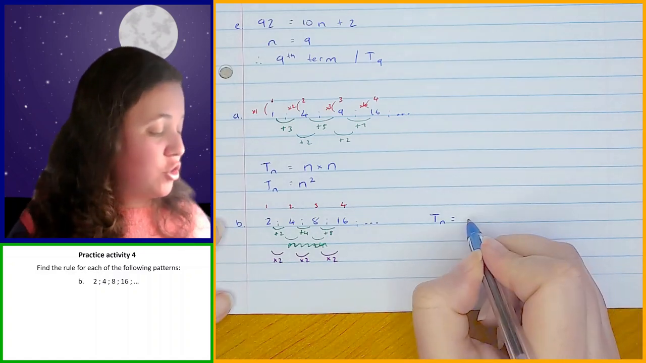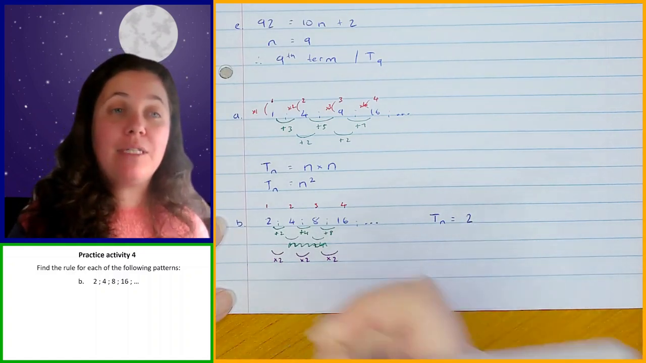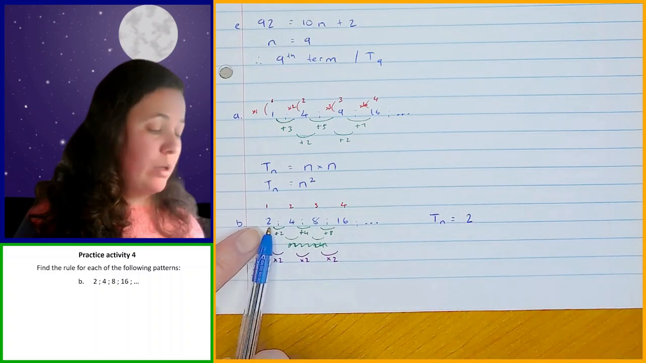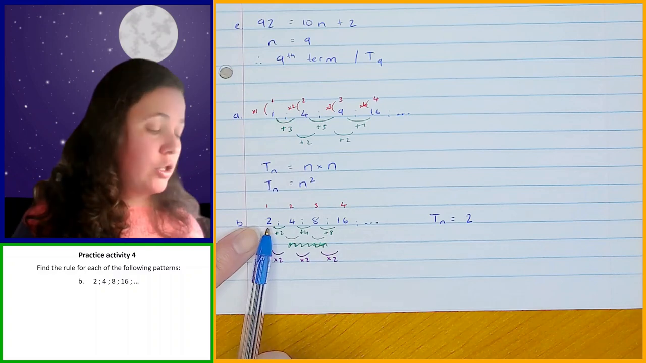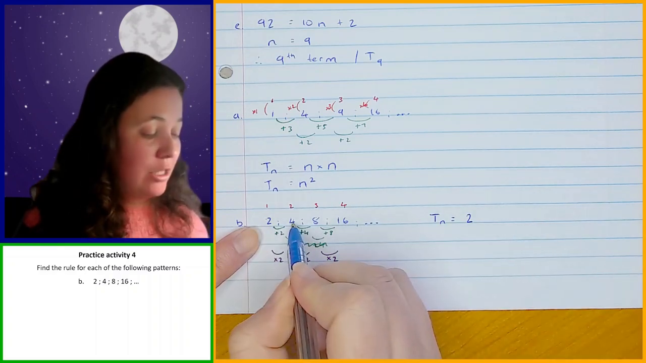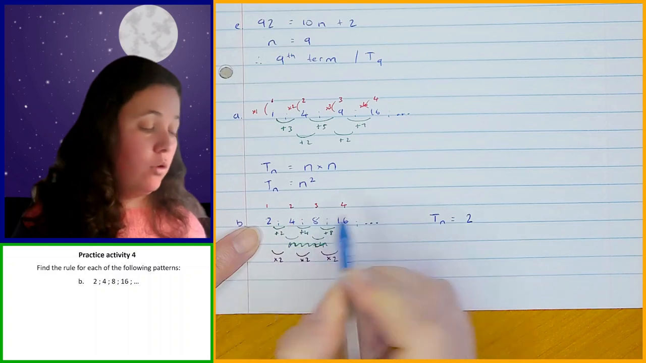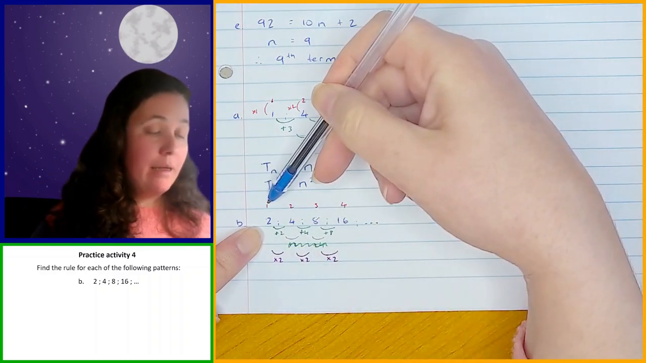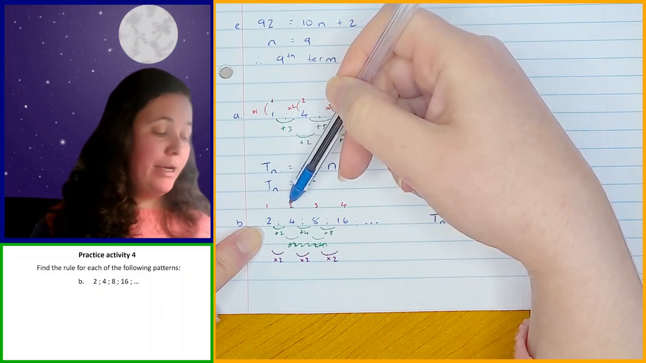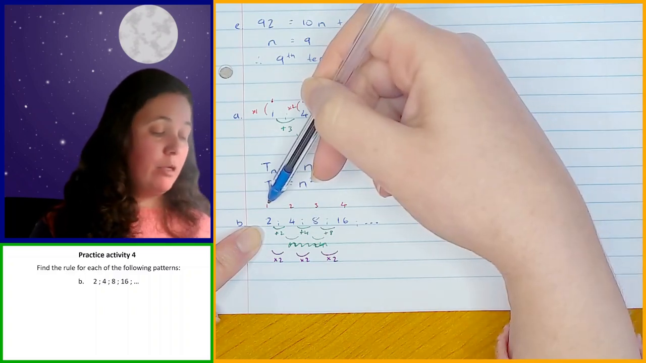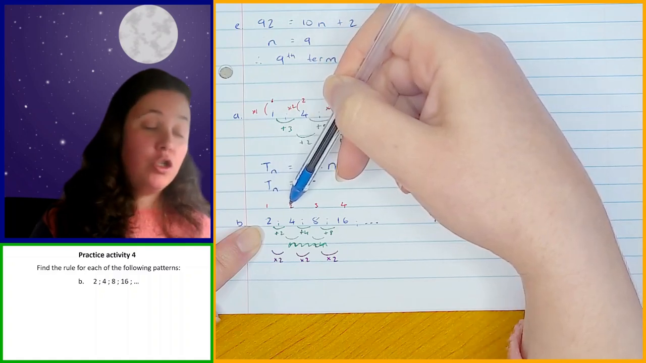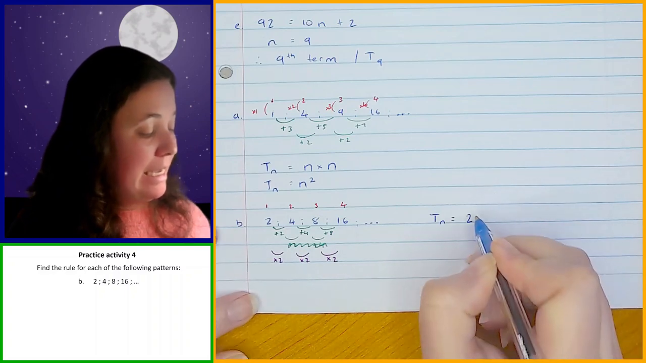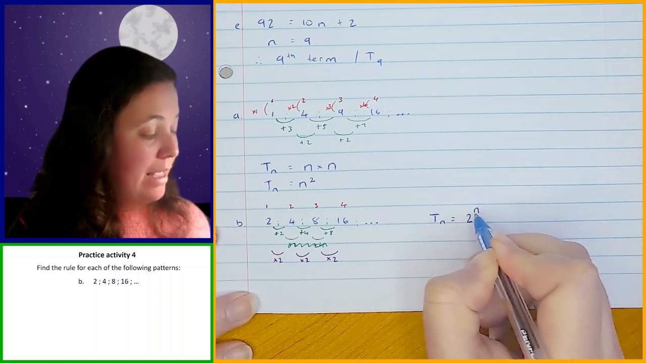Okay, so we're going to have 2, that is what we're multiplying every single time, it's 2s, to the power of what? How many 2s do I have over here? I have 1 2. So it's 2 to the power of 1. Here I have 2 to the power of 2 gives me 4. 2 to the power of 3 gives me 8. So here, my term number tells me how many 2s I'm multiplying together. So I'm multiplying 1 2, I'm multiplying 2 2s, I'm multiplying 3 2s, I'm multiplying 4 2s. So this is actually going to be Tn equals 2 to the power of n.